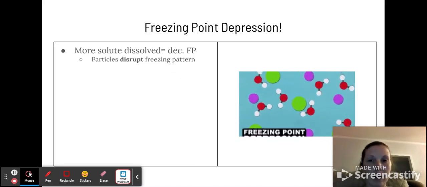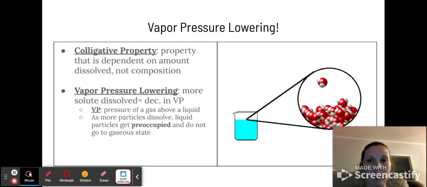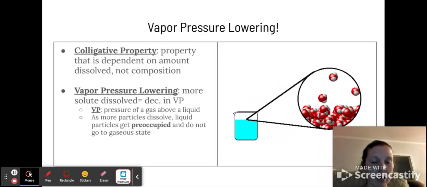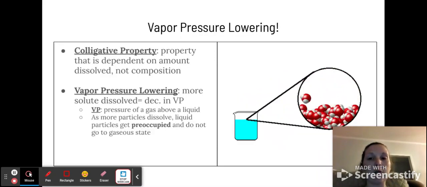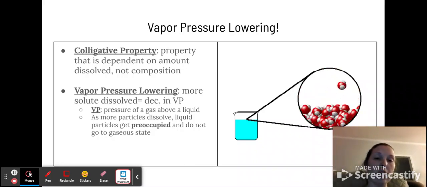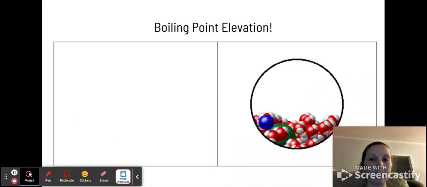So I want to jump back quickly. Let's go back a couple slides, because there are some boxes on your notes to the side. You need to know the relationships here. If more solute dissolved means a decrease in vapor pressure, that means the vapor pressure of the solution is lower than the vapor pressure of the pure solvent. So the vapor pressure of the solution is lower than the vapor pressure of the solvent.